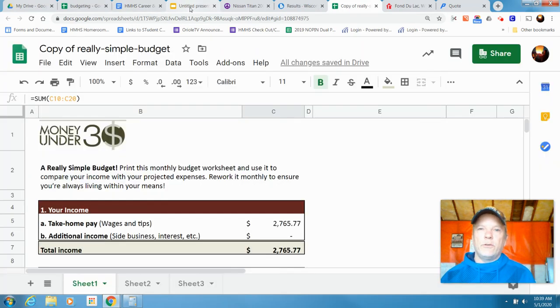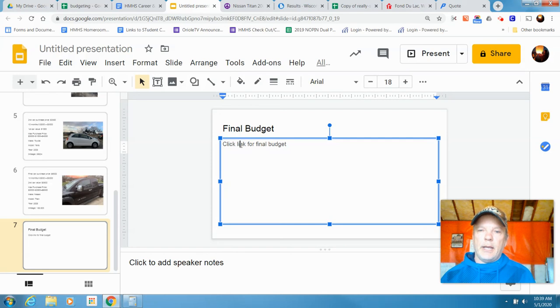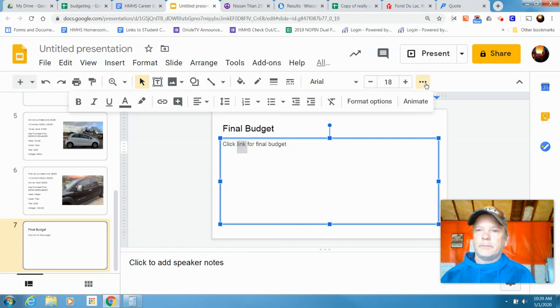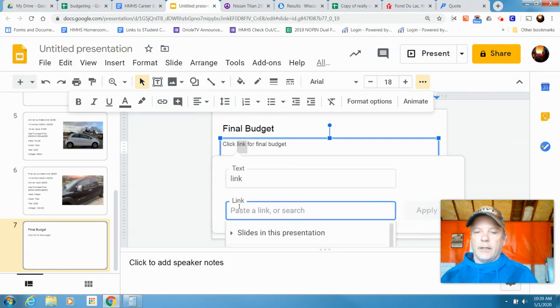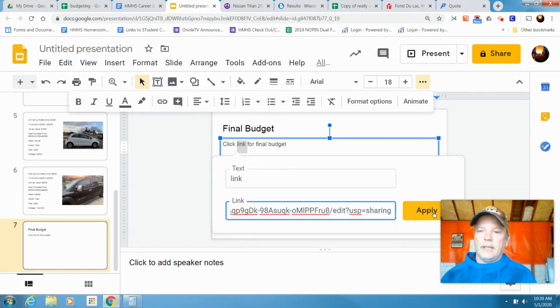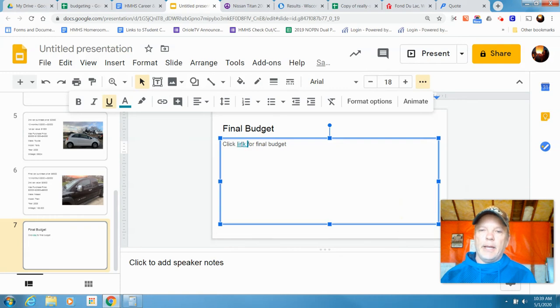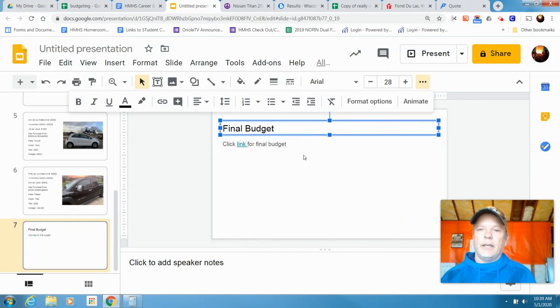And then I'm going to go back to my project. And here I'm going to highlight the word link. And here's my hyperlink. So I'm going to click on there. Going to hit Control V and then apply. And now that link is there. And when I grade your project, I will be able to just click on that link and see that final budget. So that's the last step that you need for your project. And then you're done. Yay!